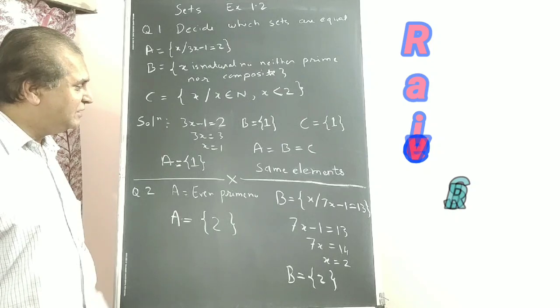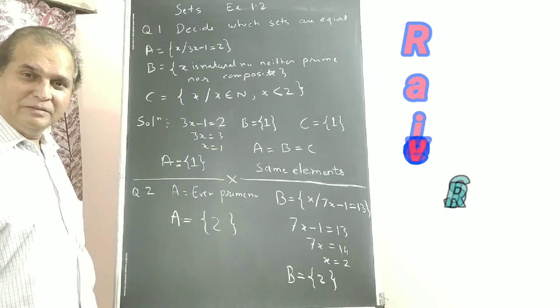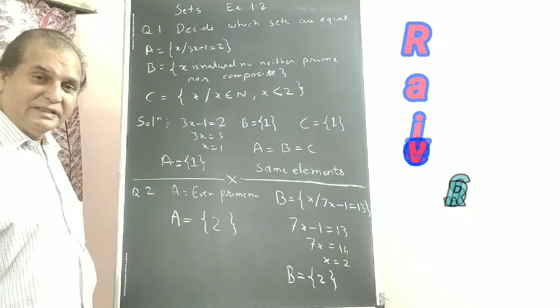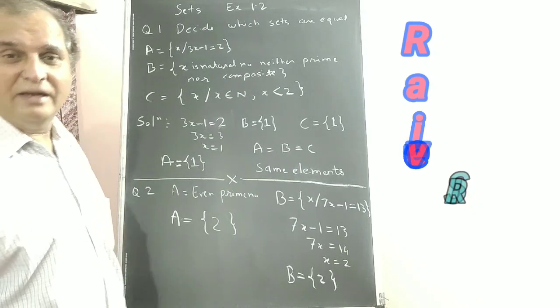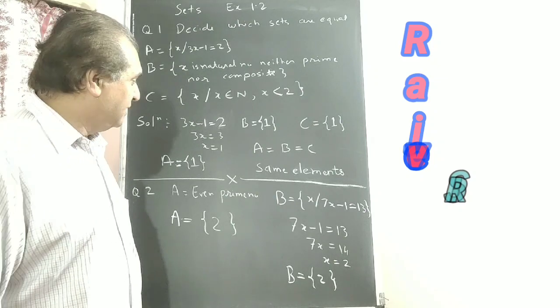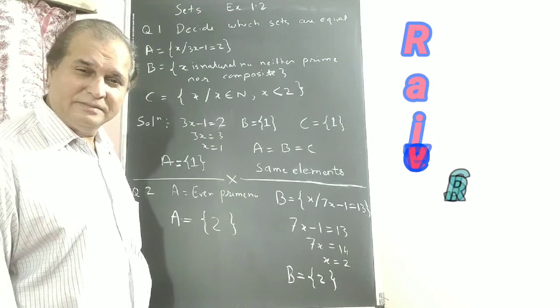Understood? With reason you have to write same elements. Both the sets have the same elements. So the sets are equal. Okay? We'll go ahead with the next one.